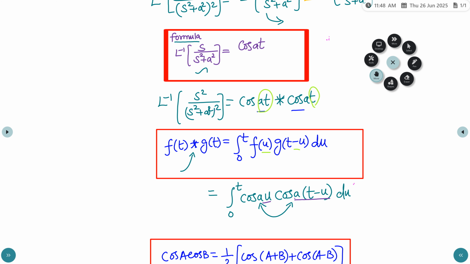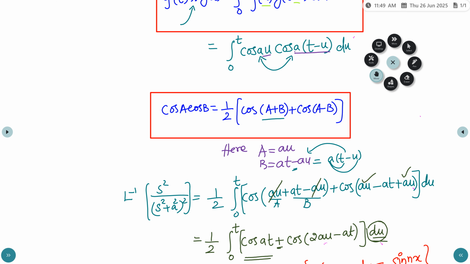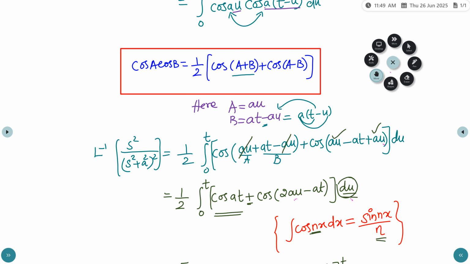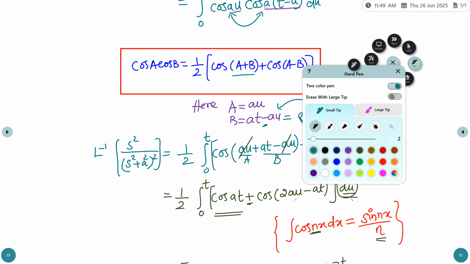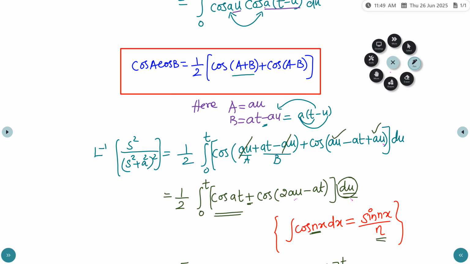So according to this formula, at becomes au and cos at will be cos a into t minus u. Direct integration is not possible for this, so we apply the cos a cos b formula: cos a cos b equals half of cos of a plus b plus cos of a minus b. Here a is equal to au and b is equal to at minus au. After simplification we will get this step. Then direct integration is now possible because the product function is transformed into a sum of two functions.